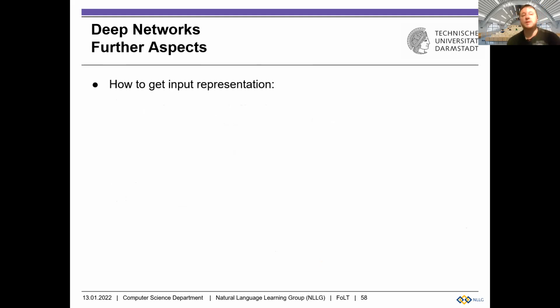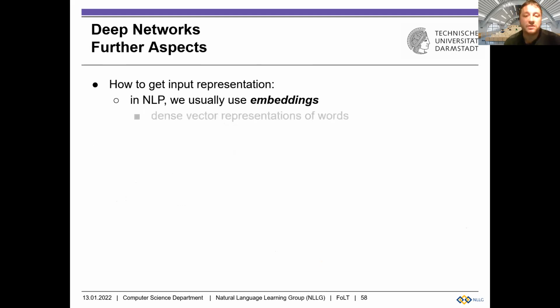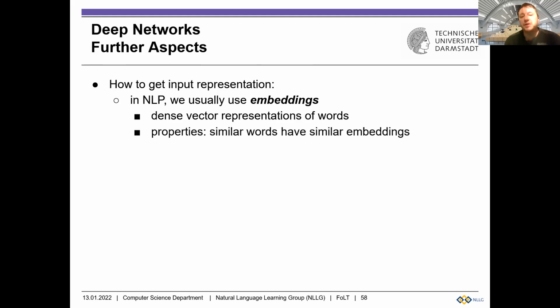One important aspect is how do we get the input representation? That's something we haven't discussed in this lecture. We're going to discuss this in lecture number 13. In general, we are using something called embeddings, if you've heard about that. Those are dense vector representations of words. So to each word, we associate a vector. And empirically, those embeddings have very appealing properties, namely that similar words in an intuitive sense, like cat and dog, also have similar embeddings.